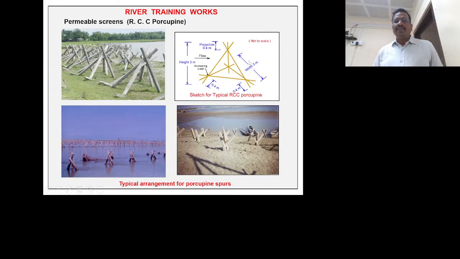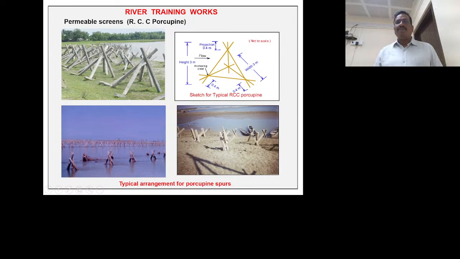These are the permeable screens. The design of the permeable screen will be like this. The height is 3 meters and you have to tie here, and it will be in a cone shape. Some material should be kept in between in this portion, so some local small trees you have to remove and put inside this, so that it will be better and a large amount of silt will be deposited here. These are the performance of porcupines you can visualize here.